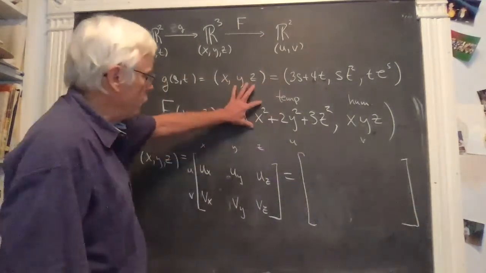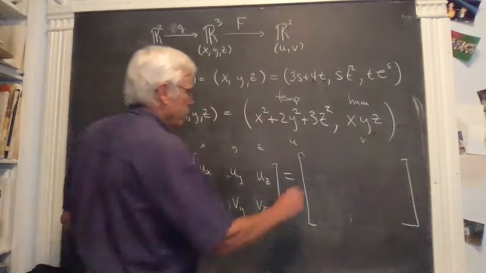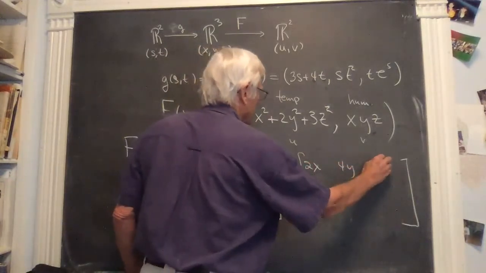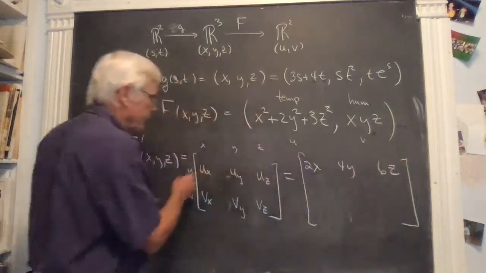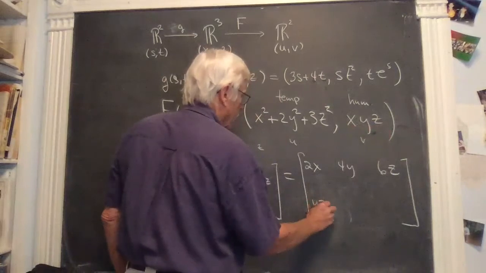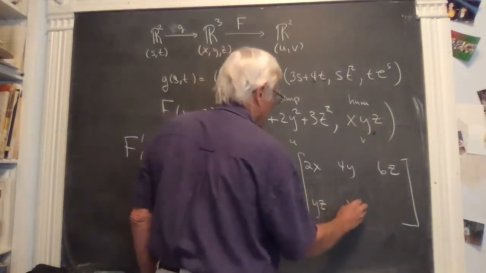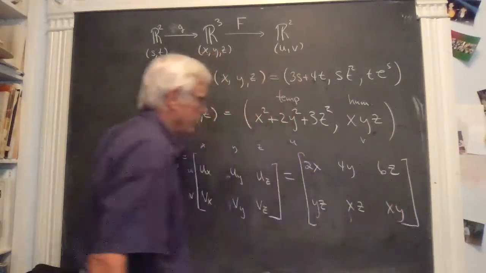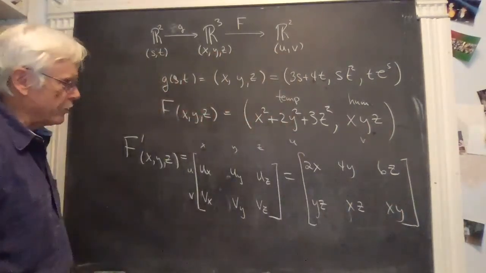So here is u. With respect to x, you get 2x. With respect to y, you get 4y. And with respect to z, you get 6z. We did the first row. Here is v. With respect to x, you get yz. With respect to y, you get xz. And with respect to z, you get xy. So there is that derivative.